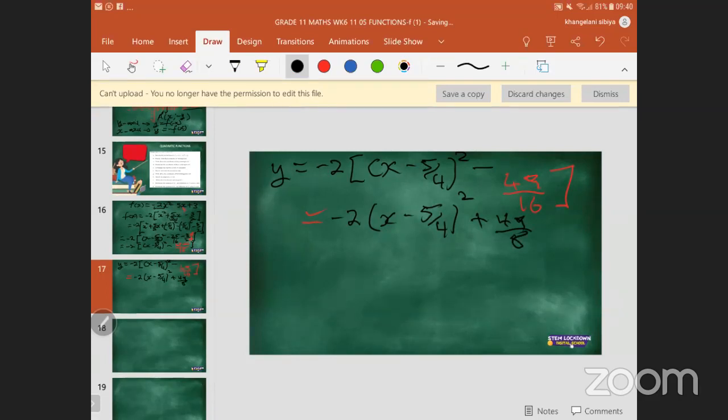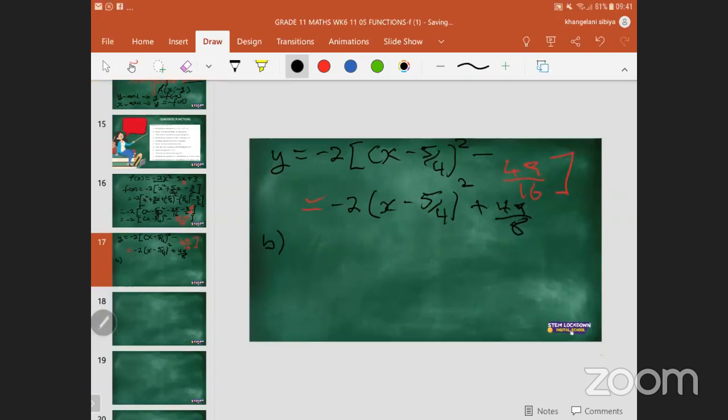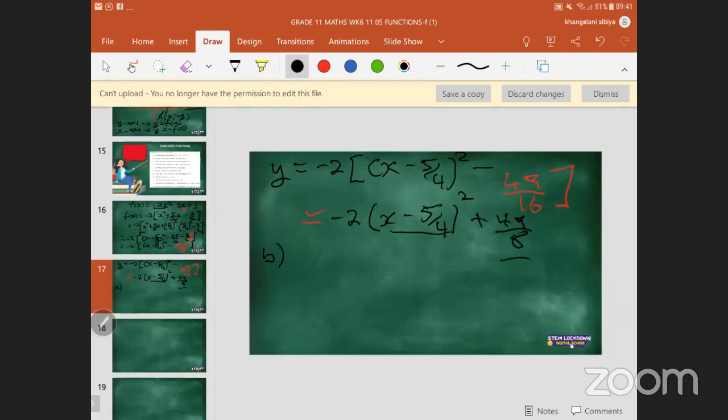Then what we have to do now for your B, what they are saying is: hence write the coordinates of the turning point. That is very straightforward. The turning point, as Ms. Shabalala said here, you equate this one to 0, and the other you take as it is, which means the turning point would be x minus 5 over 4 equal to 0. Then your y obviously would be 49 over 8.